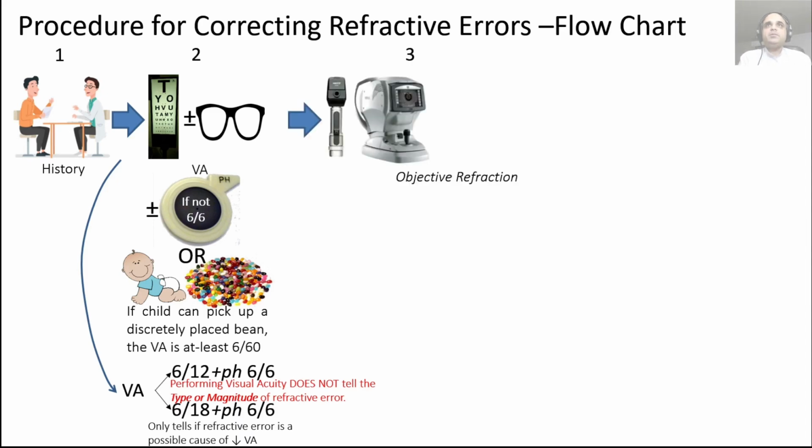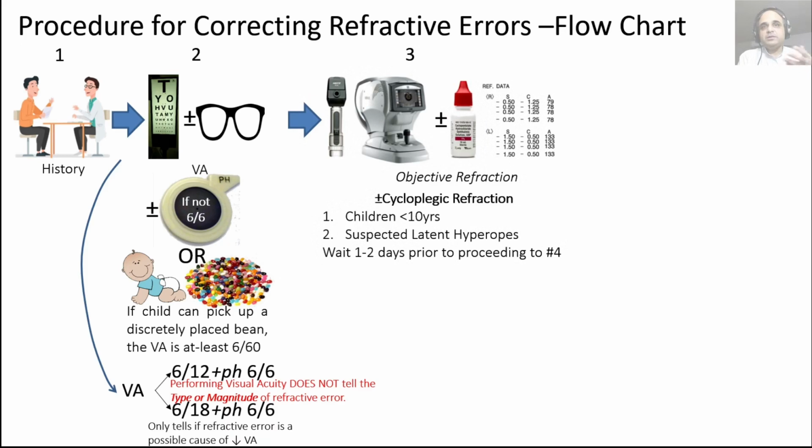So step 3 would be to do an objective refraction using either a retinoscope or an automated machine. You might want to use a cycloplegic refraction for children who are younger than 10 to 12 years of age, suspected latent hypermetropes, and you need to wait 1 to 2 days before moving on to the next step because it dilates the pupil. We just discussed this a couple of slides ago.